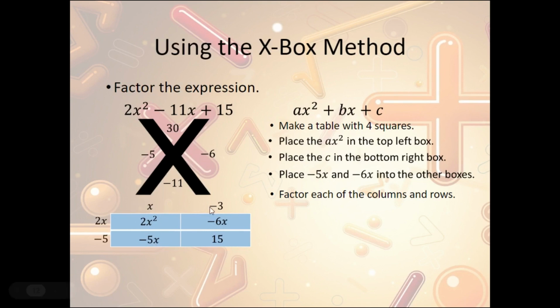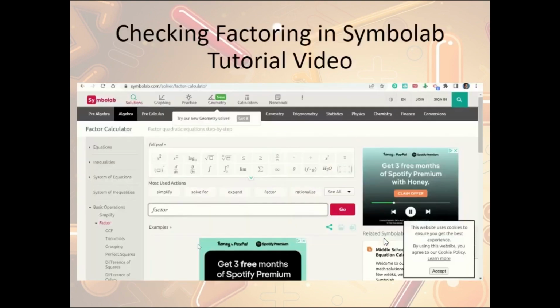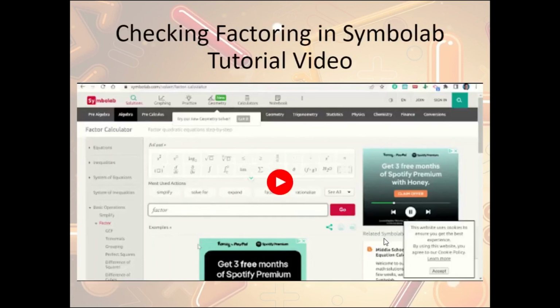So we have x minus 3 and 2x minus 5. And we place those into our solution. So now we have 2x minus 5 and x minus 3 as our answer. Now there's a video here using Symbolab to show you how you can check your work with factoring. So go ahead and watch that video.